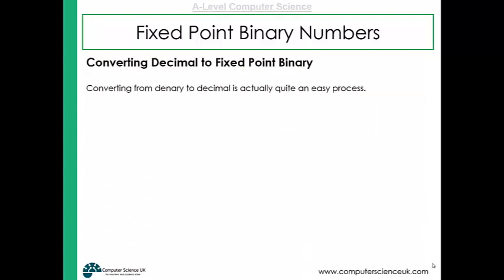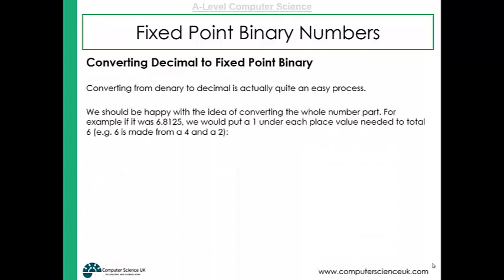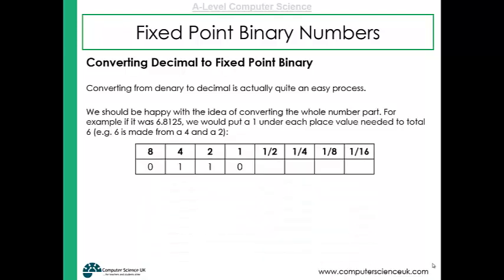So let's have a look at converting from denary into binary. It's very straightforward. Now, if you think about the whole number part, all we're going to be doing there is simply putting ones under the building blocks of that particular number. So for example, 6 is made up of a 4 and a 2, so we put ones under the 4 and 2 as we would have done before. But now let's look at the fractional part. We want to represent 0.8125.